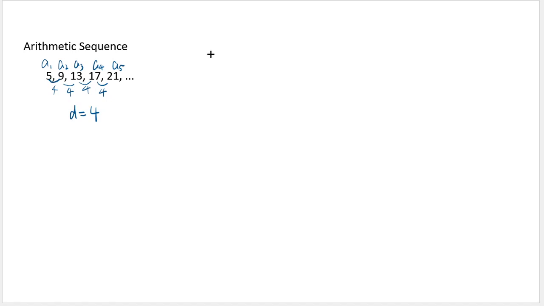Now, one important thing that you have to know is finding the general formula for the given arithmetic sequence. So let's try to figure that out from here. First, a1 is 5, a2 is 9, and a3 is 13. To find a pattern, you should think of 9 as 5 plus 4, whereas 13 is 5 plus 4 plus 4, right? Because you started from 5, you added 4 to get 9, and then you added another 4 to get to 13.